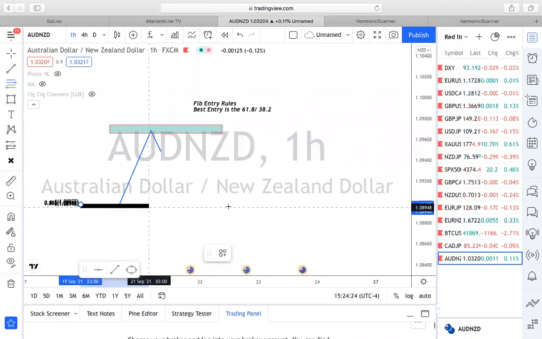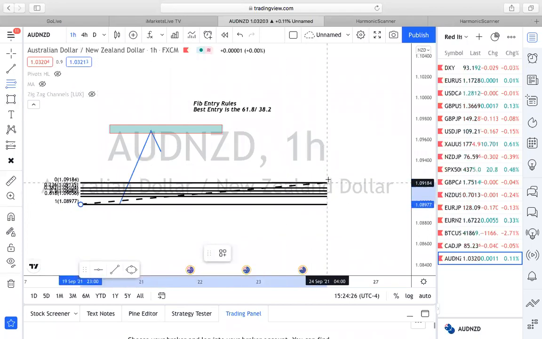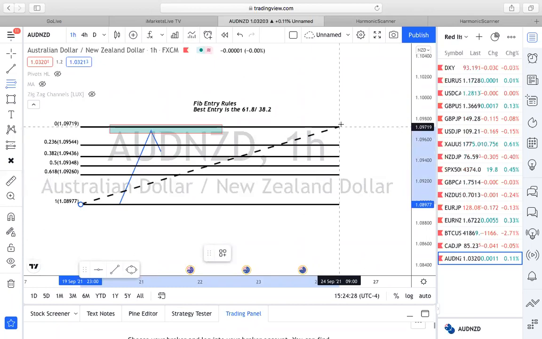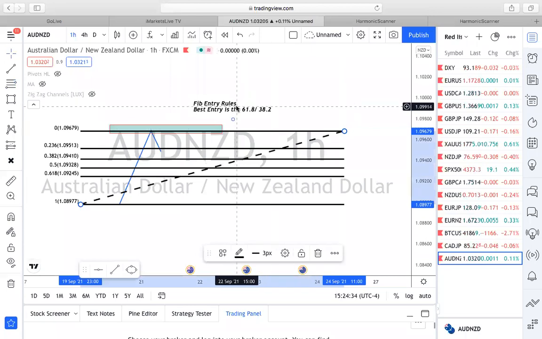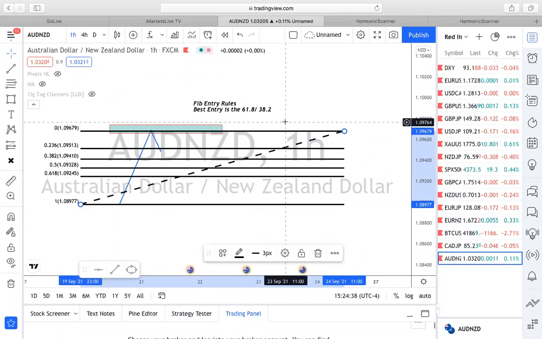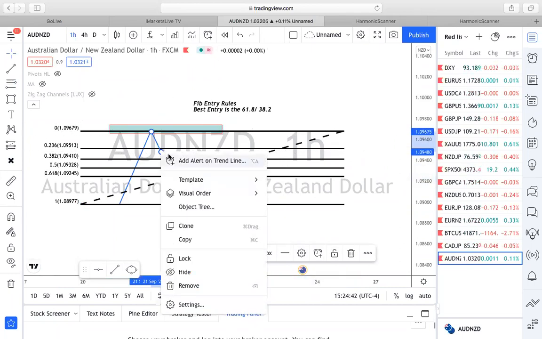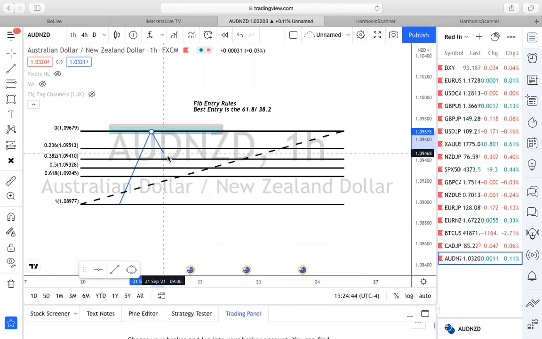We want to draw it from low all the way to high. So like I said, the best entry is a 61.8 and the 38.2. So we're looking for this market to either come to the 38.2 or drop down to the 61.8, which is down here.